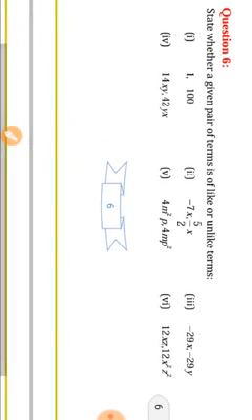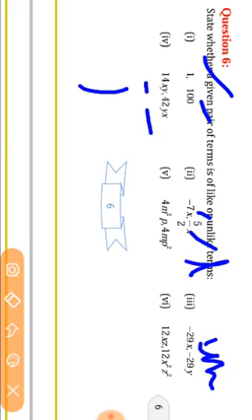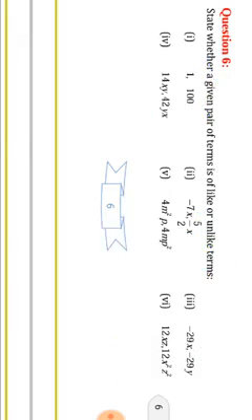Then the sixth one, state whether a given pair of terms is like or unlike. So like means which have the same variables. So here, are they like? Because the variable is nothing, these are like, only numbers are there. Here x is a variable, so it is like, and x and y is there, so it is unlike, and this is xy and yx, so it is like. M square p, m p square is there, so it is unlike, and it is xz, x square z square, so it is unlike. Okay.